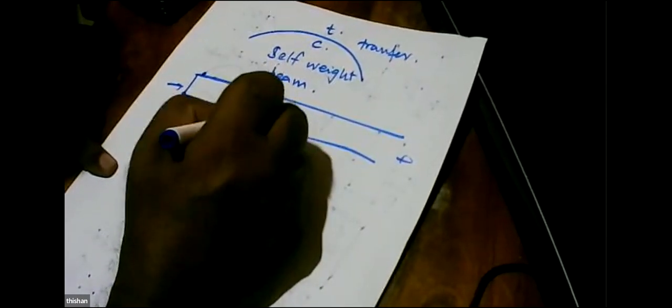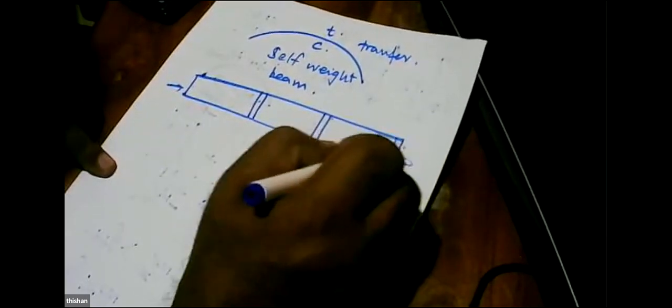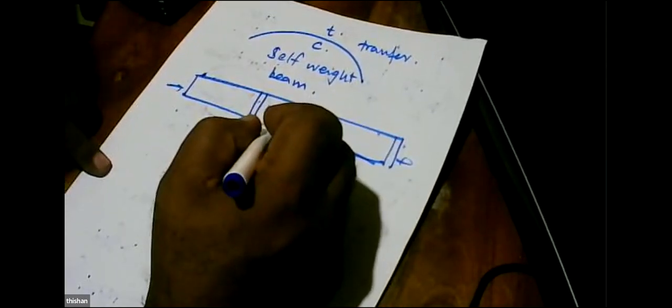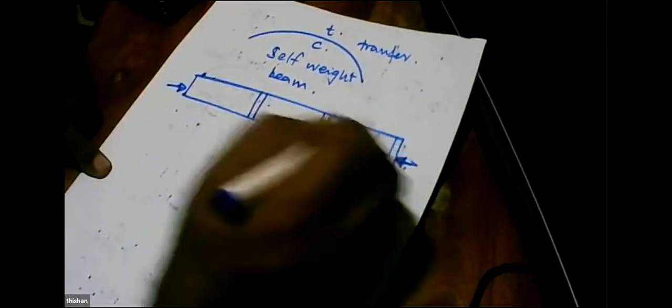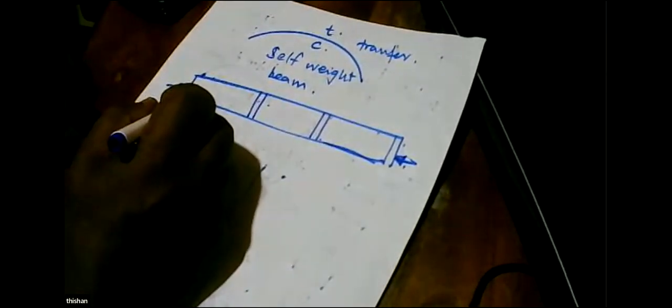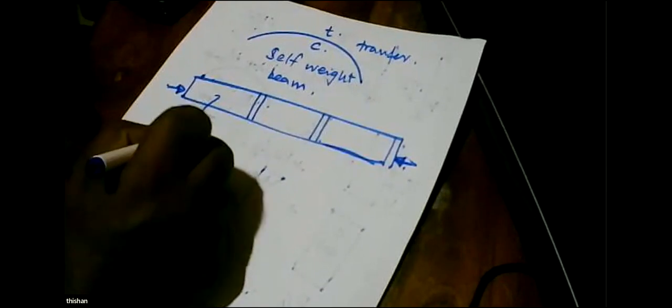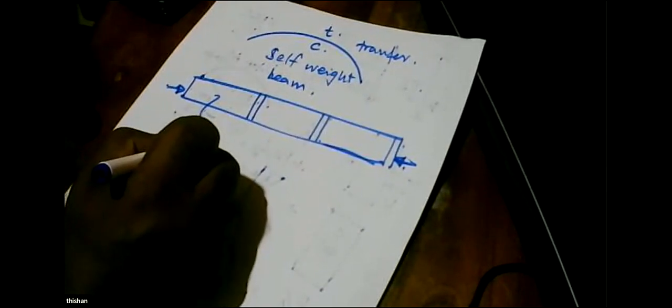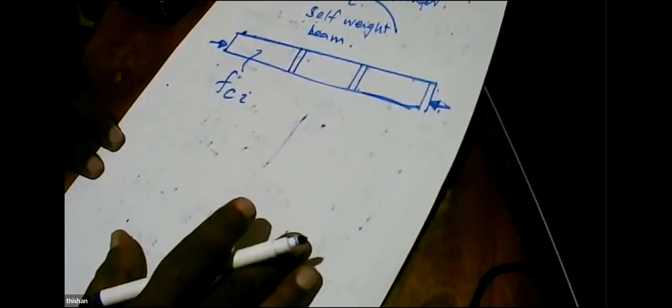We use the long line method, and we cast beams like this. One after the other, we cast beams. And what happens is, we cut the wires after concrete has gained strength, but concrete has not gained all its strength. So that is the initial strength of concrete.